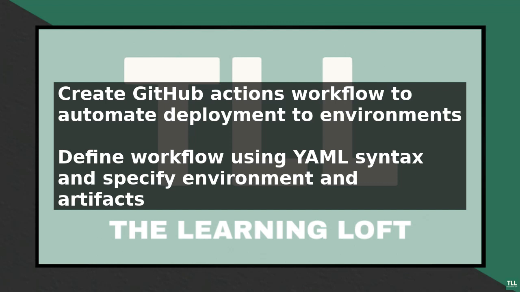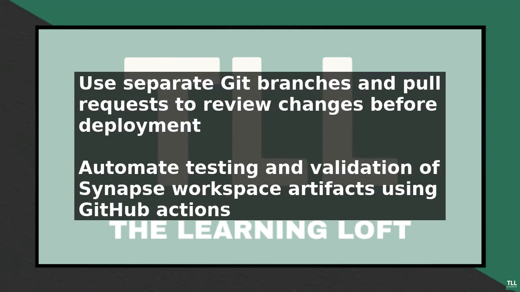artifacts. Best practices for Azure Synapse GitHub integration include using separate Git branches for different environments and using pull requests to review and validate changes before deploying to production. Additionally, use GitHub Actions to automate testing and validation of your Synapse workspace artifacts before deploying to production.